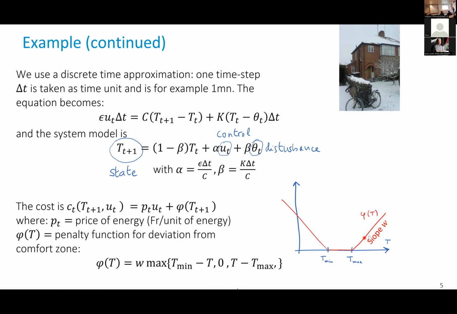There's a penalty if it's too large because we're wasting money by heating too much. And there's a penalty if it's too low because it's cold and we don't want to be cold. And the goal of the heat pump is to prevent this from happening. So that is how we put it.